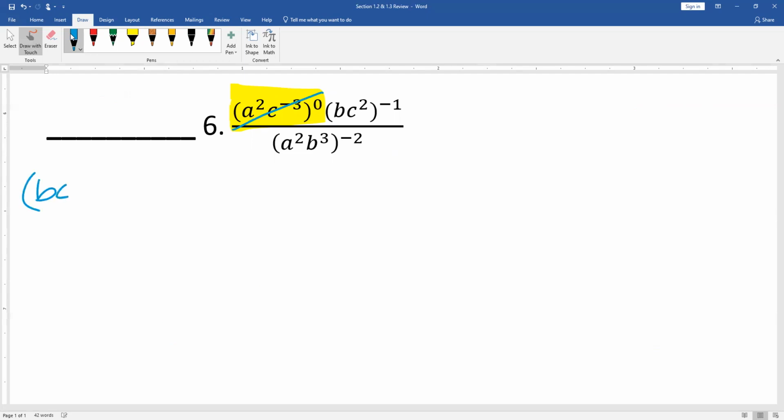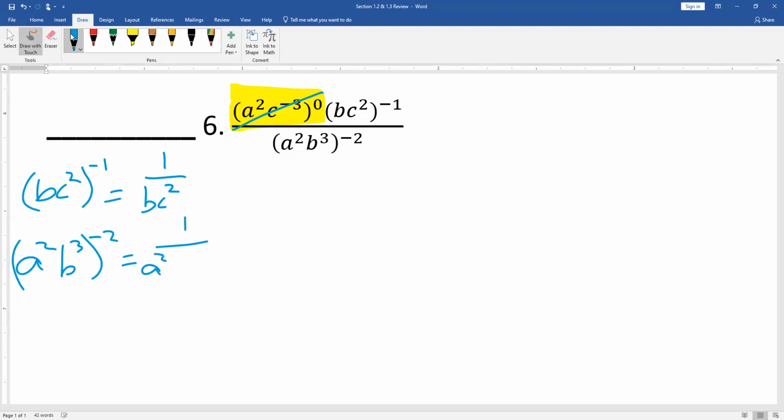b c squared to the power of negative 1 is equal to 1 over b c squared. We don't need that 1 anymore because the 1 is understood. Anything to the power of 1 is just itself. And then a squared b cubed to the power of negative 2 is just 1 over a squared, I need parentheses, b cubed. Now you do have to keep that power of 2.